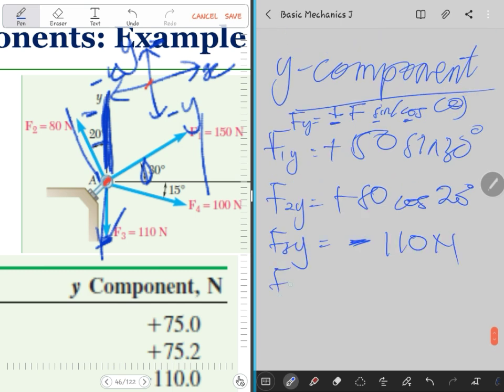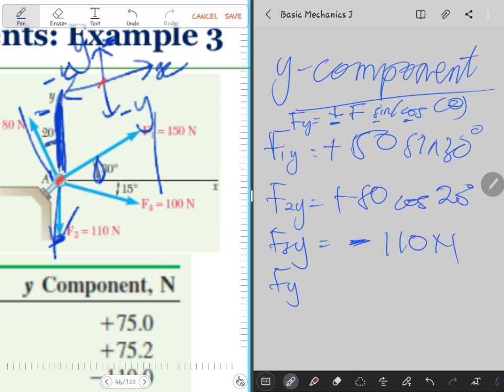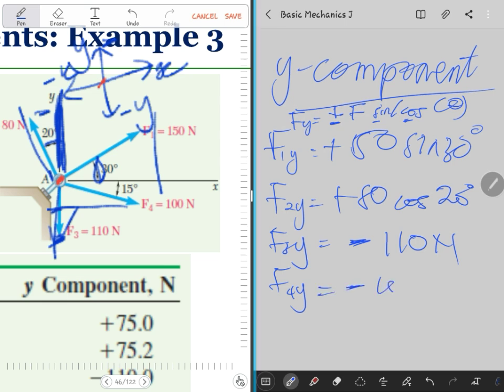And then F4y, right? Looking at F4, the y will be here, negative. The magnitude of the force is 400, and the angle that it makes is 15. But here's the case: what are we looking for? We are looking for this, but the angle, the F4 angle, is here. So this is not adjacent to this angle. Now it's here, so it means it's opposite, so we use sine. Sine 15.